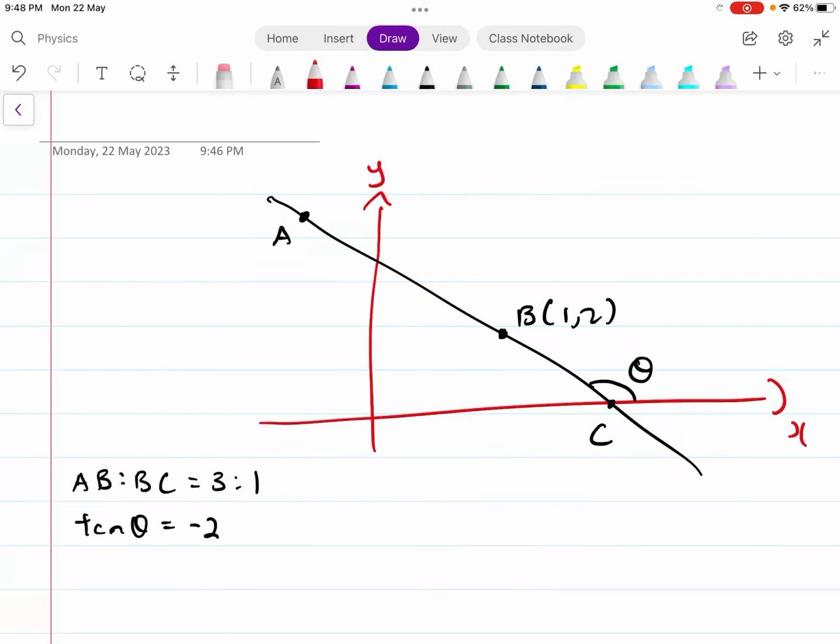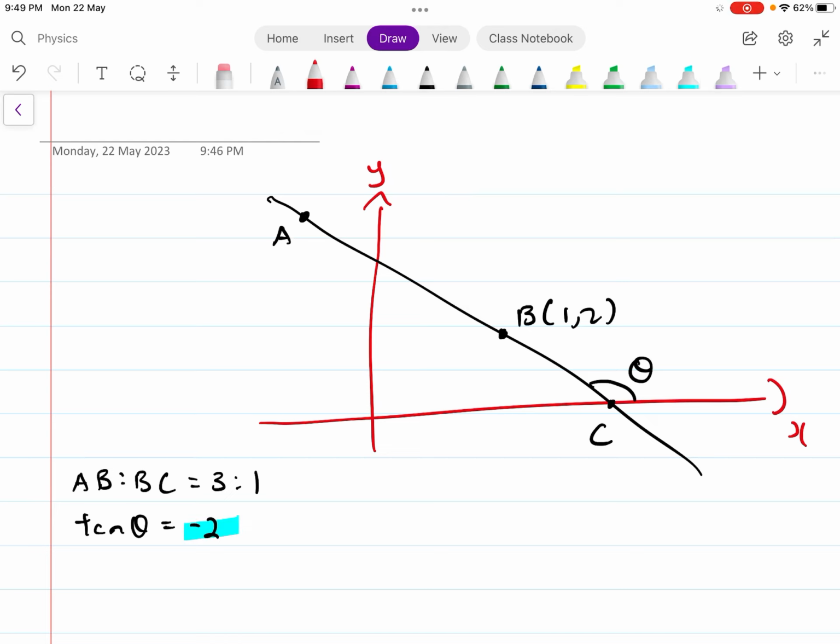Alright, so let's go through this coordinate geometry question. Okay, so we have this graph, right? So ABC are collinear points such that AB and BC is 3:1. So they say that given that tangent theta is -2, find what is the equation of AC. Okay, so what do they mean by tangent theta equal to -2?